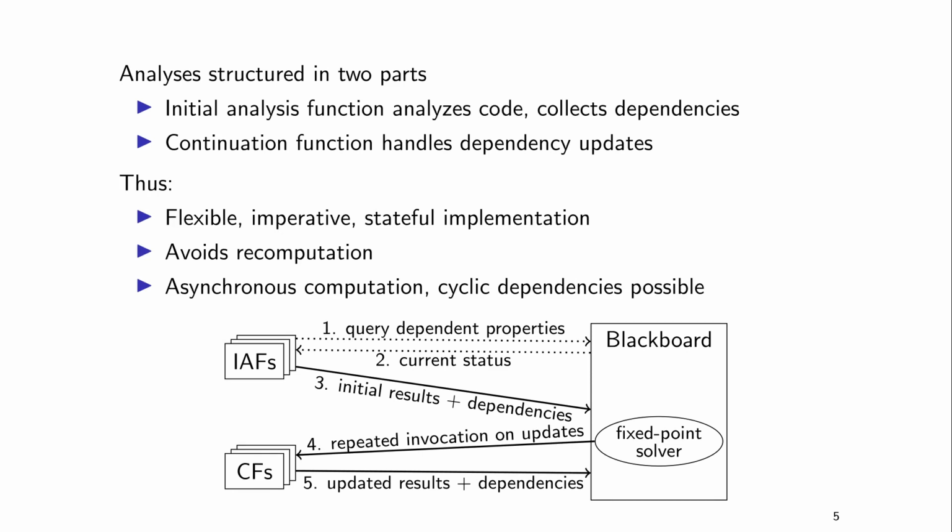This structure has three main benefits. First, it allows for a flexible, imperative implementation that can handle stateful computations even in the presence of parallelization. Second, as the initial analysis function is invoked only once, the analyzed code does not have to be traversed multiple times. Third, because results for dependencies are not required immediately but are provided via the continuation function later on, computation is asynchronous and dependencies can be cyclic.